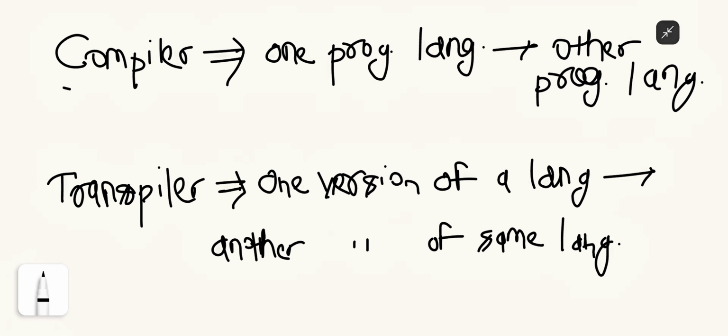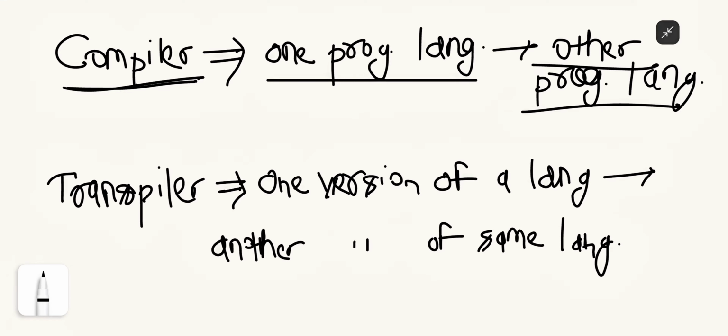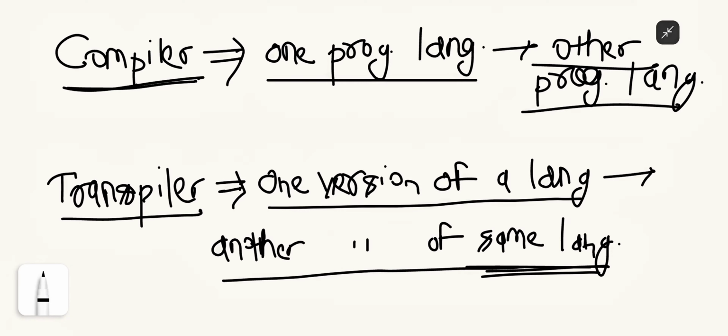A compiler basically converts one programming language into another programming language, while on the other hand a transpiler converts one version of a language into another version of the same language. So now comes the question, what is Babel, a compiler or a transpiler? Specifically, Babel is a transpiler because it converts one version of JavaScript, that is modern JavaScript or JSX, into another version, that is the older JavaScript version, which can be understood by the browser. So that's why Babel is a transpiler.